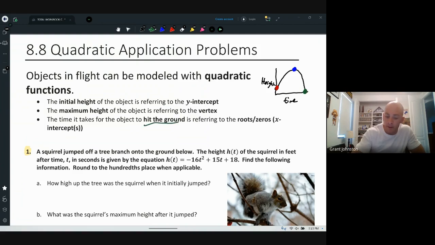Maybe I'll underline these just to relate it to that graph. Okay, so initial height is your y-intercept, maximum height is your vertex, and the time it takes to hit the ground is talking about your x-intercepts. And if you can't recognize that, then you're going to struggle with these problems a little bit. You need to know what it's asking.